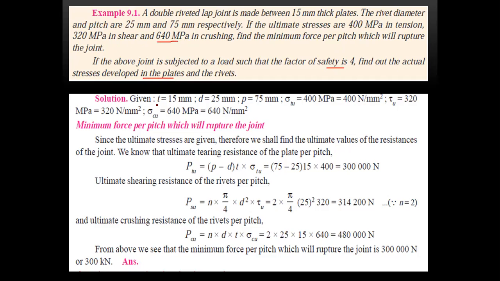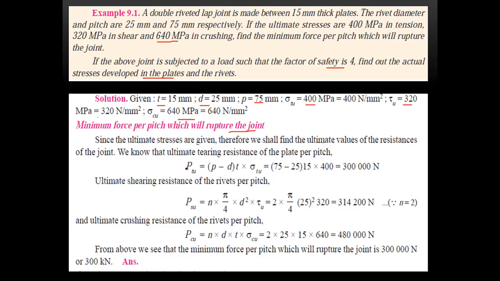Now, what are the given things? t is equal to 15 mm. The diameter d and pitch p are 25 mm and 75 mm. Pitch is the distance between the two rivets, 75 mm. Ultimate stress is 400 in tension, shear 320, crushing 640. Right, now find the minimum force per pitch which will rupture the joint.